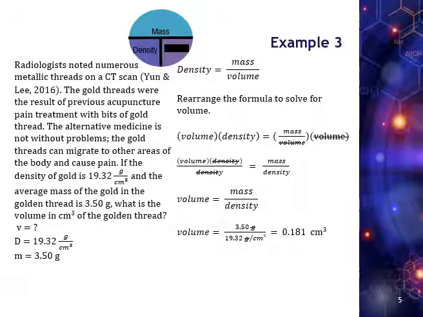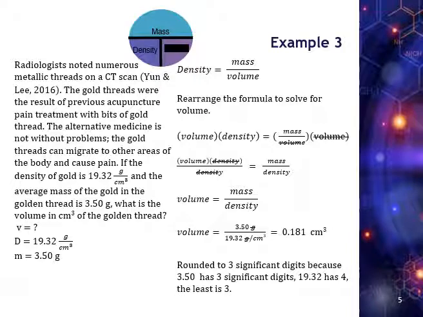Substitute in. The volume is 3.50 grams divided by 19.32 grams per cubic centimeter. The volume is 0.181 cubic centimeters, and it's rounded to 3 significant digits.